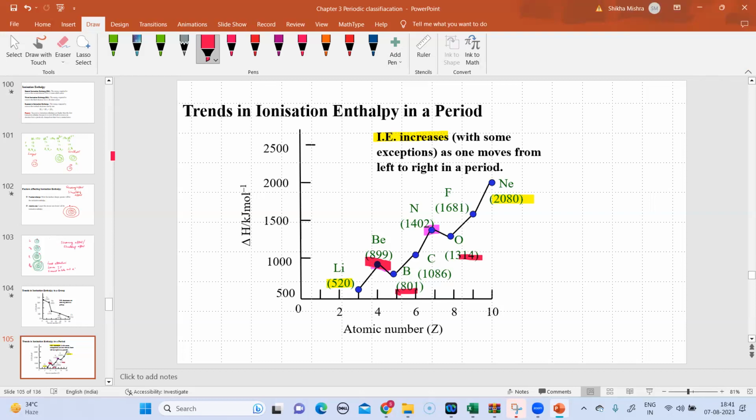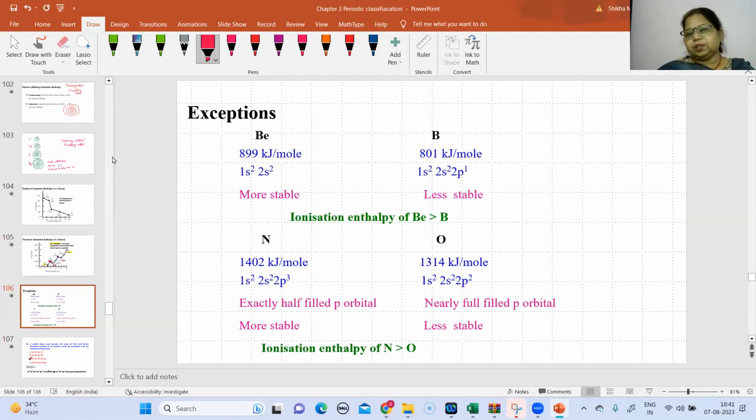No, it is because beryllium has a more stable electronic configuration than boron. So it requires more energy to remove the first electron. Agreed. Here is the explanation for these exceptions: between beryllium and boron, beryllium has exactly filled orbital 2s2, whereas boron has 2p1, which is neither half-filled nor fully filled.